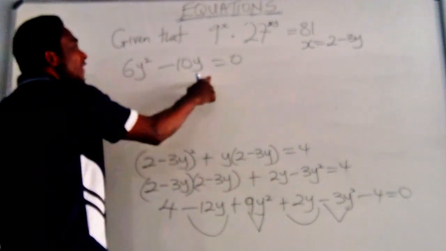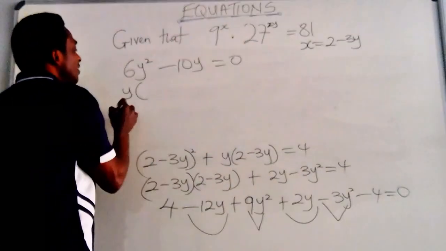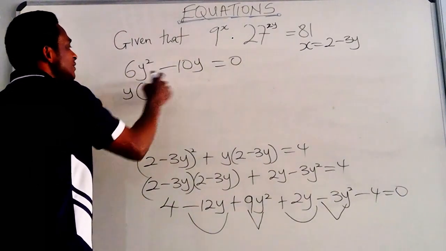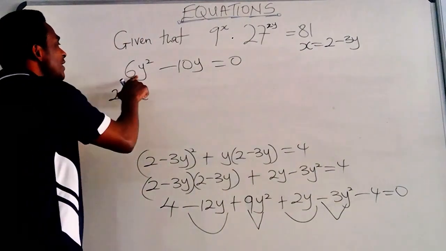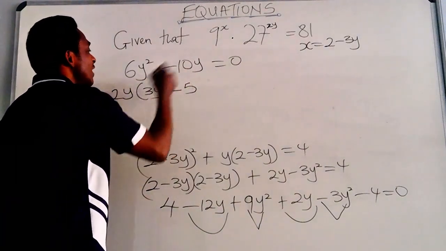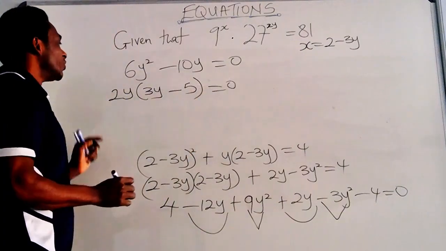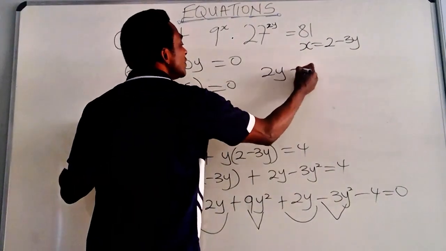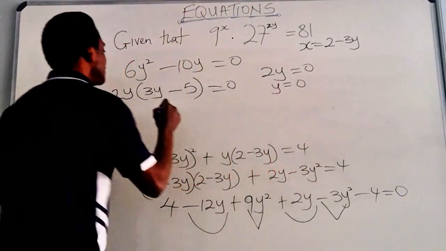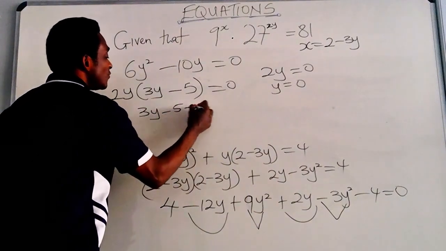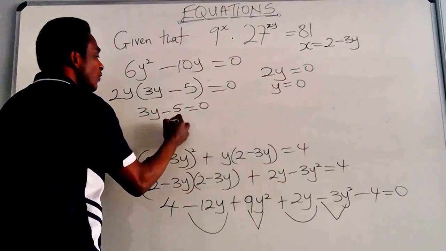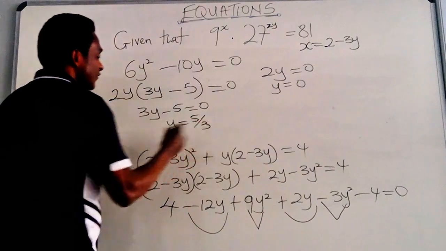Now let's solve for y. We can factorize here. If we take out the common factor, y is common to both, and for 6 and 10, 2 can go. So here we can have 2y times (3y minus 5). So the first expression, 2y equals 0, gives y equals 0. The second expression is 3y minus 5 equals 0. Minus 5 crossing over becomes positive 5, so y will be 5 over 3.